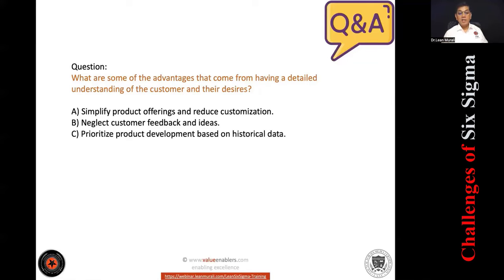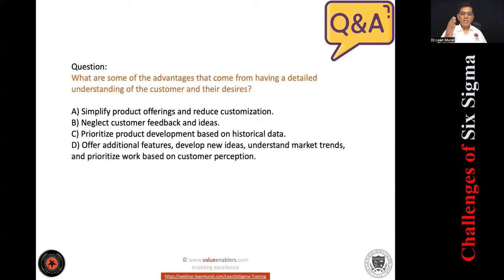Okay, the third one is prioritize the product development based on historical data. If it is strong no, you can type no with a lot of O's. And if it is strong yes, you can type yes with a lot of S's. Okay, look at how our thinking goes: offer additional features, develop ideas, understand market, prioritize work based on customer service. Okay, now there is a lot of S coming in.